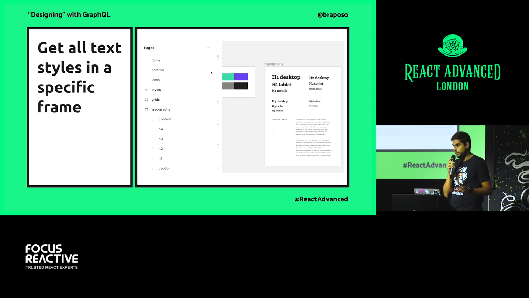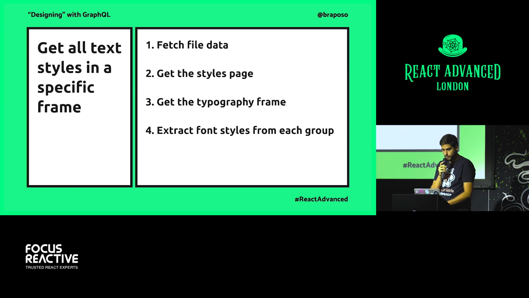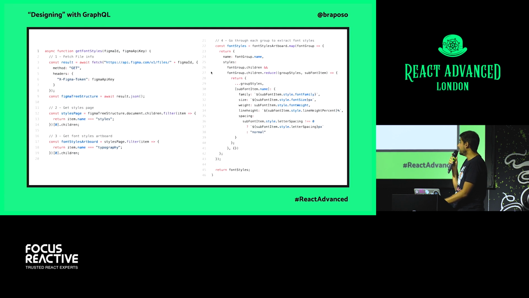So let's see an example of what I'm saying. Right here on the right side, we have our design file, and we want to extract the text styles on this artboard that is just next to me, and you can see the structure over there. That's our file that has multiple pages and then all the other frames and so on. To extract the styles, we follow these four steps. We need to fetch the file data, get to the styles page, then get to the typography frame, and from that we extract the styles from each group of the texts. And in code, it maps into this.